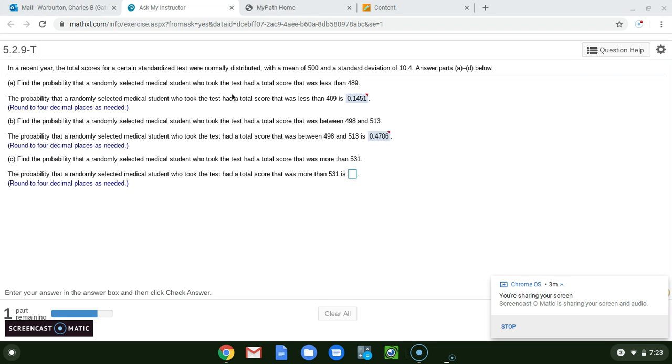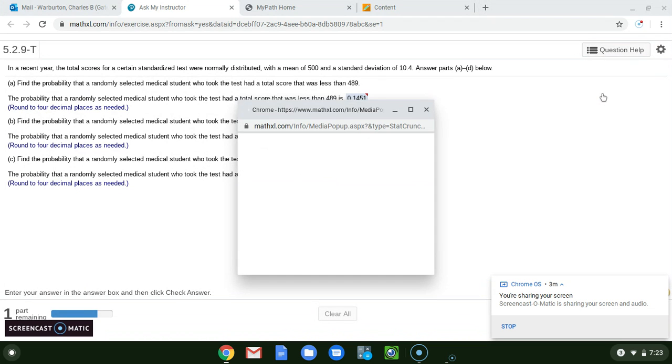And so the first question asks, find the probability that a randomly selected medical student who took the test had a score that was less than 498. And there are several ways to do it. You could find the z-score, and then using the z-table, find the probability. Or you could use Statcrunch. Let me show you how to use Statcrunch.